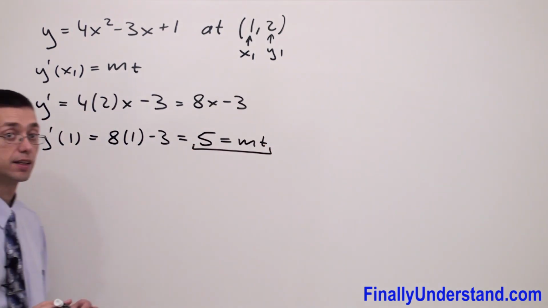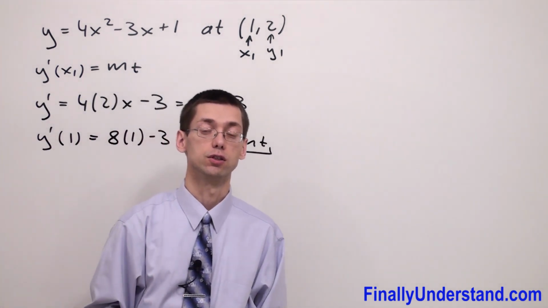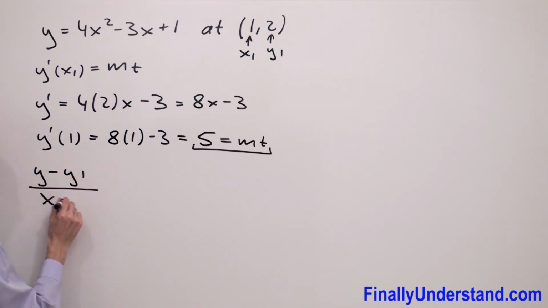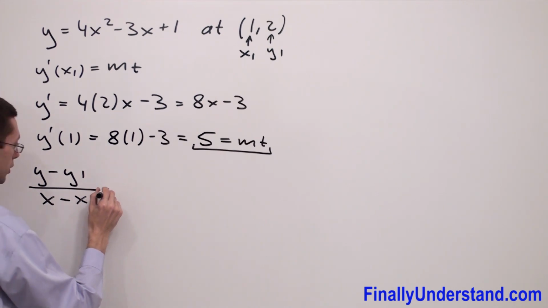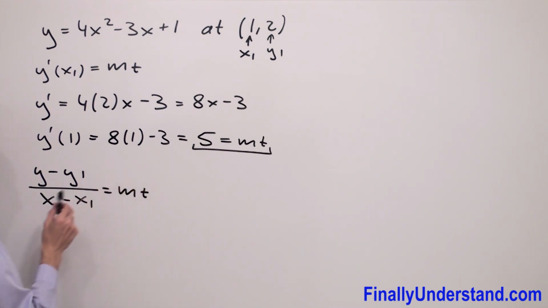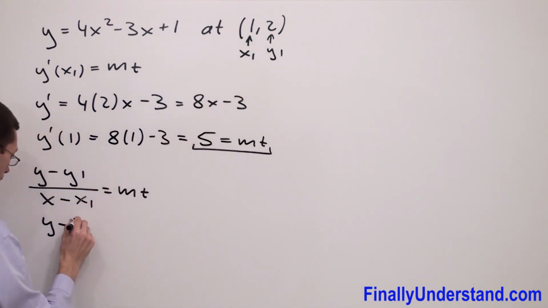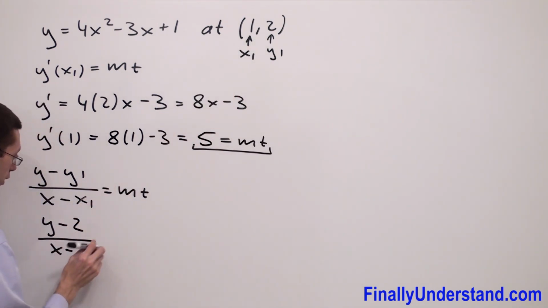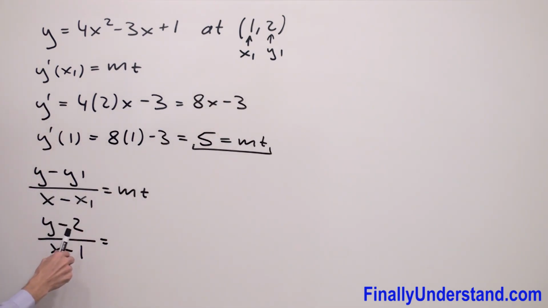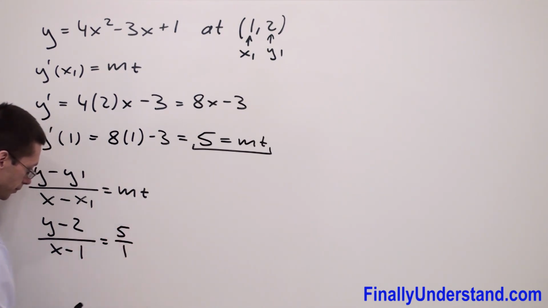Next, in order to find the equation of the straight line, because the tangent is a straight line, I'm supposed to use the formula called point-slope form. So (y minus y1) over (x minus x1) is equal to mt. We found mt is equal to 5, so I have y minus y1, which is 2, over x minus x1, which is 1. This is equal to 5, but because I'm dealing with a fraction, I'm going to write 5 over 1.